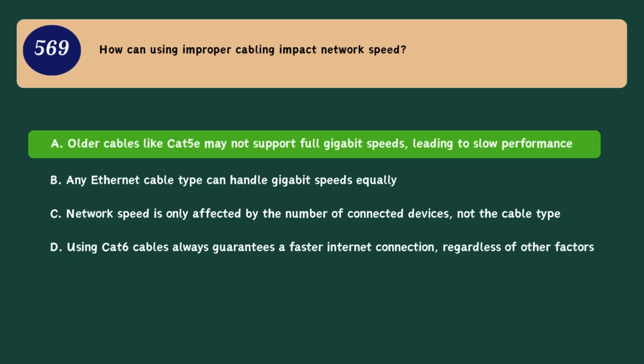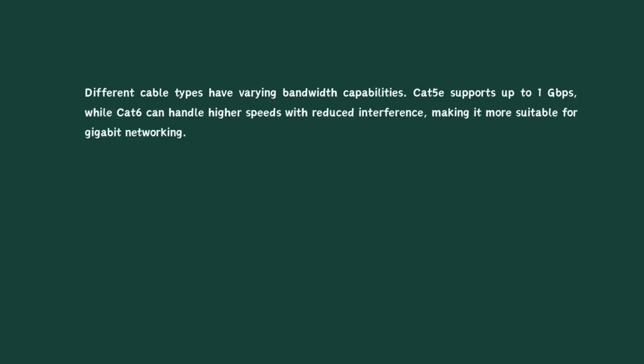Correct answer. A. Older cables like Cat5e may not support full gigabit speeds, leading to slow performance. Different cable types have varying bandwidth capabilities. Cat5e supports up to 1 gigabit, while Cat6 can handle higher speeds with reduced interference, making it more suitable for gigabit networking.